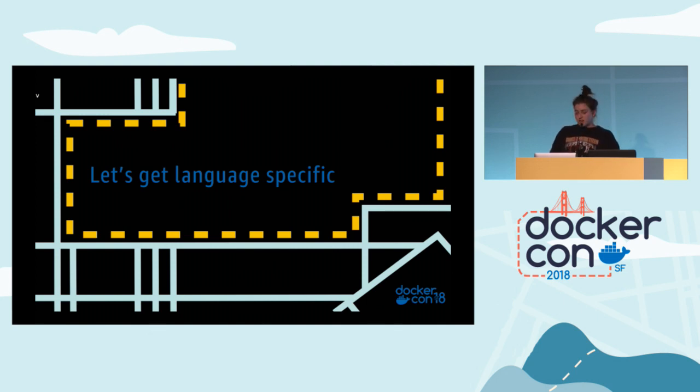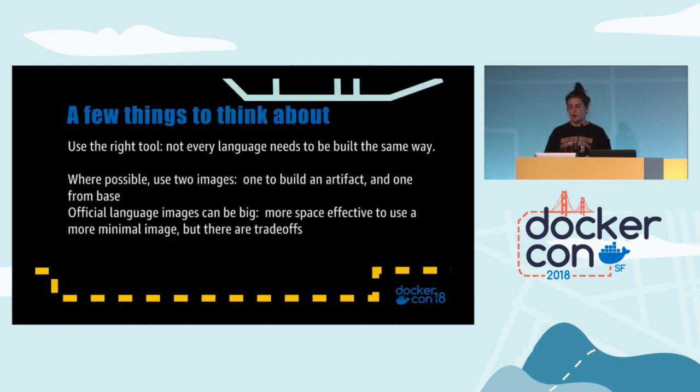So let's get language specific. A couple of things to think about before we dig in. Use the right tool. Not every language needs to be built the same way. Where possible, use things like multi-stage builds or multiple Dockerfiles if you want. Build an artifact and run it if it's pretty heavy. The official language images can be quite large. That's for a good reason, though.